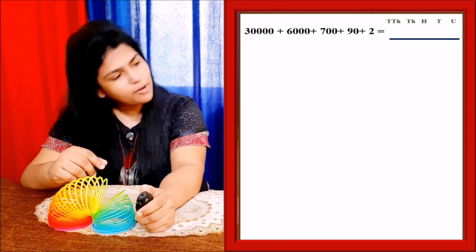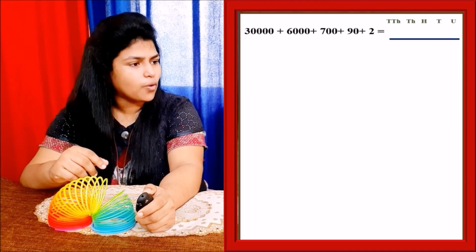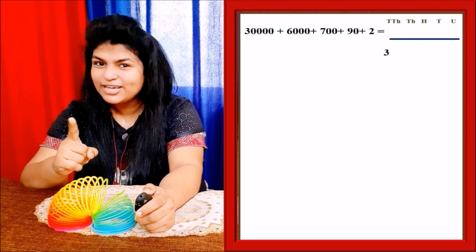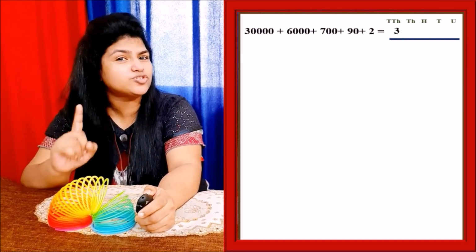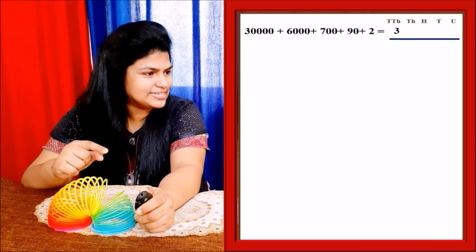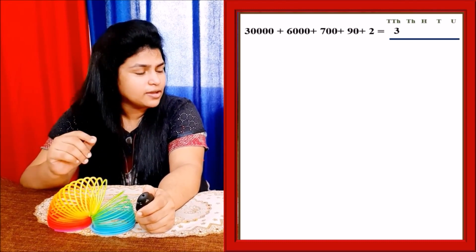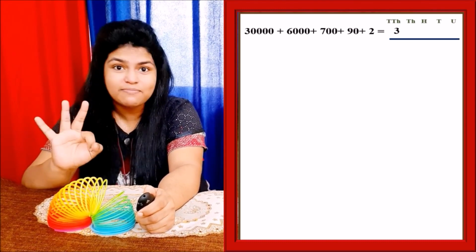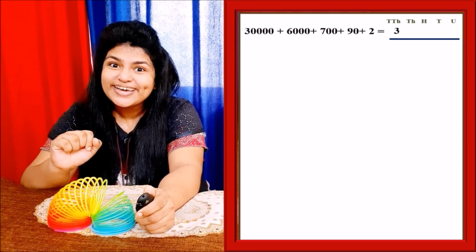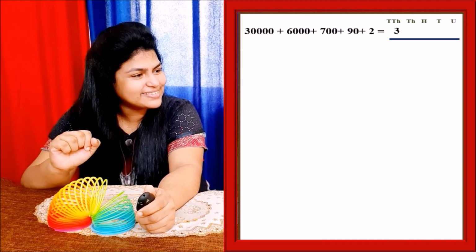Correct. So the first number, how many zeros do we have? 4. So 4 zeros. Who has 10,000? Correct. So you know this number belongs to 10,000. So you write 3 under 10,000. Then what about the next number? Next number has 3 zeros. Who does it belong to? Yes, it belongs to the 1,000.